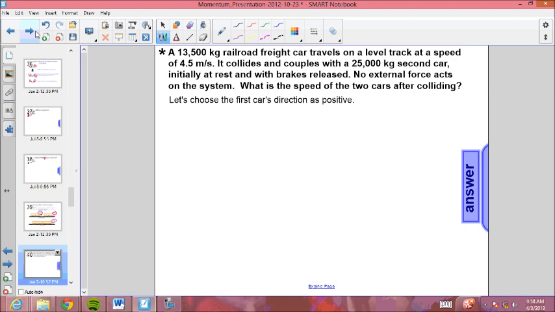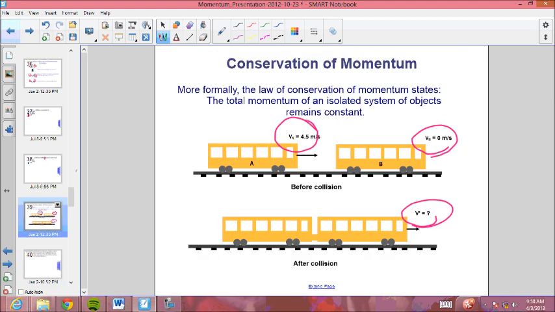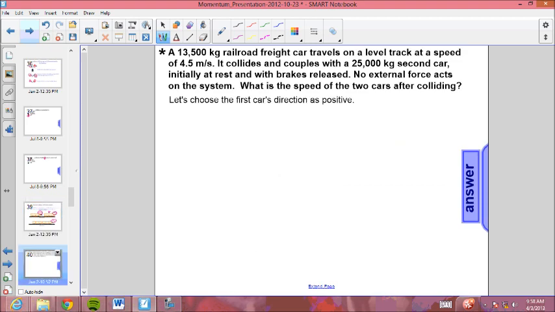What's happening here is we've got our two trains, just like in this picture. They're going to collide together. This one is at rest, but its brakes are off. So that means once it gets hit, it's going to move. So now they're going to be moving together. The first thing we want to do is list our givens.